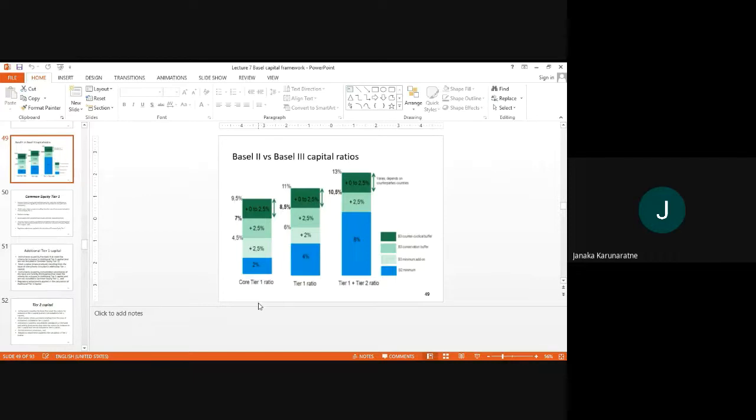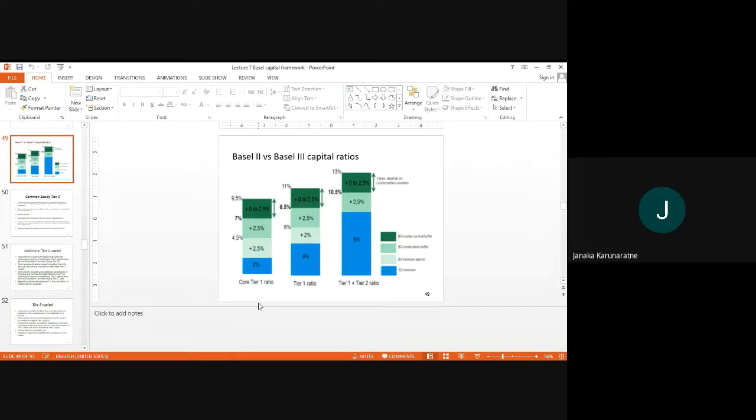If a regulator imposes a counter-cyclical buffer due to credit growth, let's say a maximum of 2.5, then the common equity tier 1 capital will go up to 9.5 in such a period. Then Tier 1 capital will go to 11%. So 6 plus 2.5 plus 2.5.